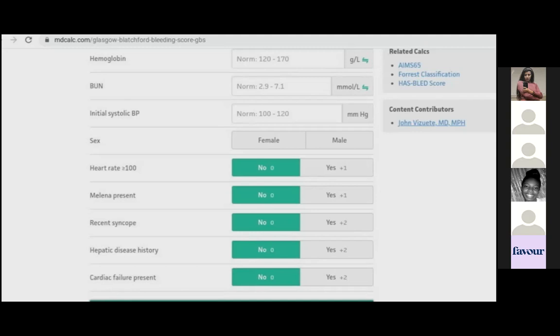So once you put all of these variables in, you get a score, and this indicates the risk of mortality from this patient's upper GI bleed. So this is very useful for your own management, and when you speak to the medical team, or if you speak to the on-call endoscopist, you can communicate the Blatchford score, and this helps them determine how urgently they need to intervene.